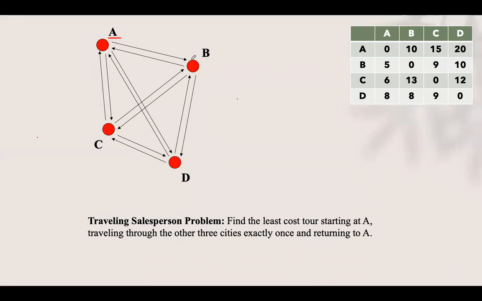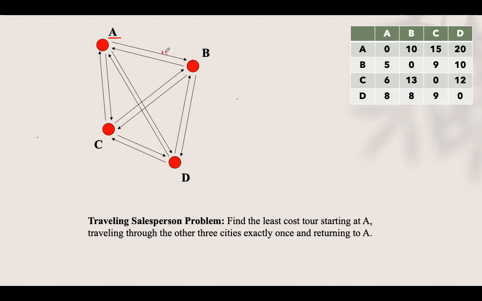In traveling salesman, to the given graph, you can see it is a directed graph. Directed graph means A to B there is one path with some cost. B to A there will be one more path with a different cost. These two paths are different. Costs are different. You can see A to B is 10, B to A is 5.